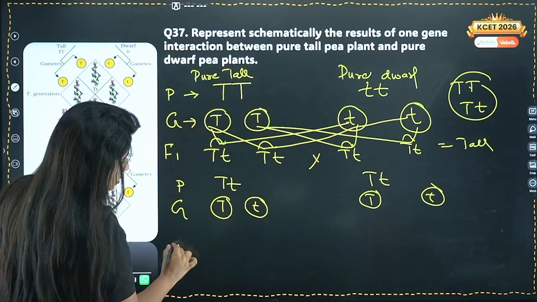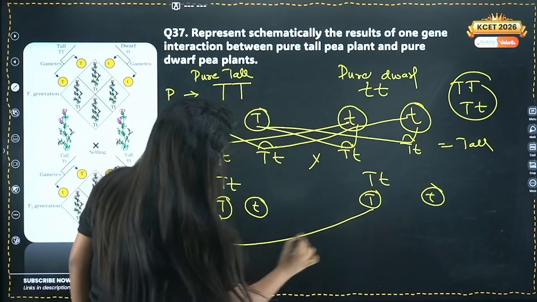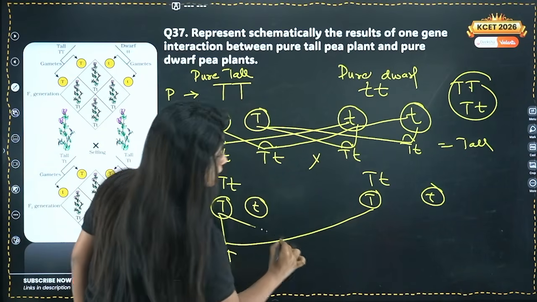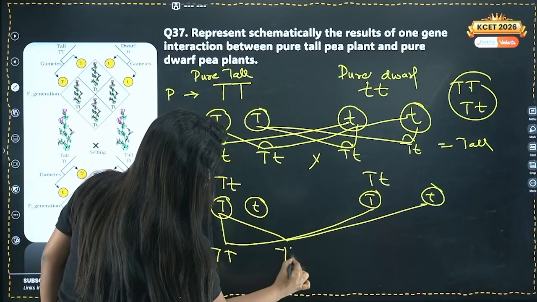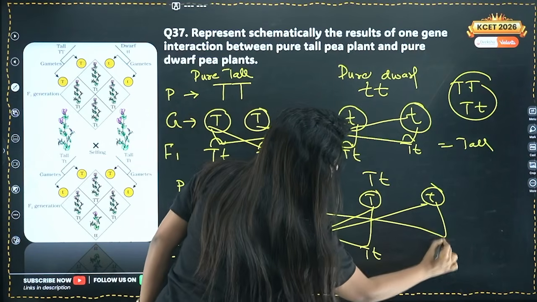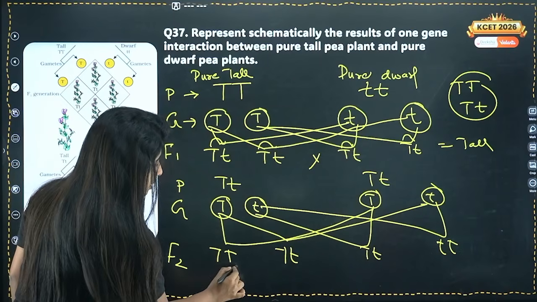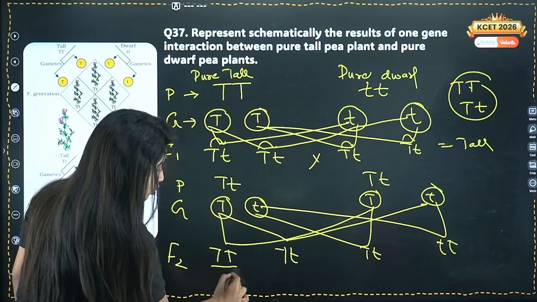Now you fuse them. This is the F2 generation, filial 2 generation. When this and this cross, you get capital T, capital T. When this and this fuse, you get capital T, small t. This and this again capital T, small t. This and this small t, small t. So if we see, one capital T, okay, this is tall.